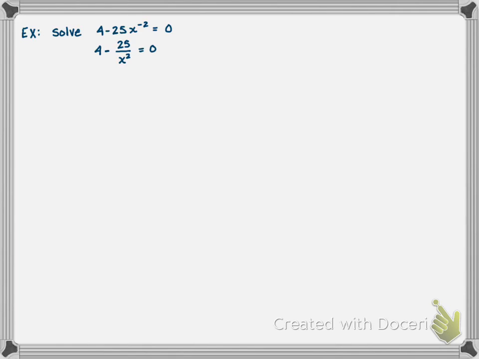Yeah, we're going to clear fractions. So we'll multiply both sides by x squared. So I have x squared times 4 minus x squared over 1 times 25 over x squared equals x squared times 0. So we get 4x squared here, and then my x squareds are going to cancel there, and then anything times 0 is just 0. And now we can solve by factoring. So how do I factor 4x squared minus 25? X plus 5, 2x minus 5.